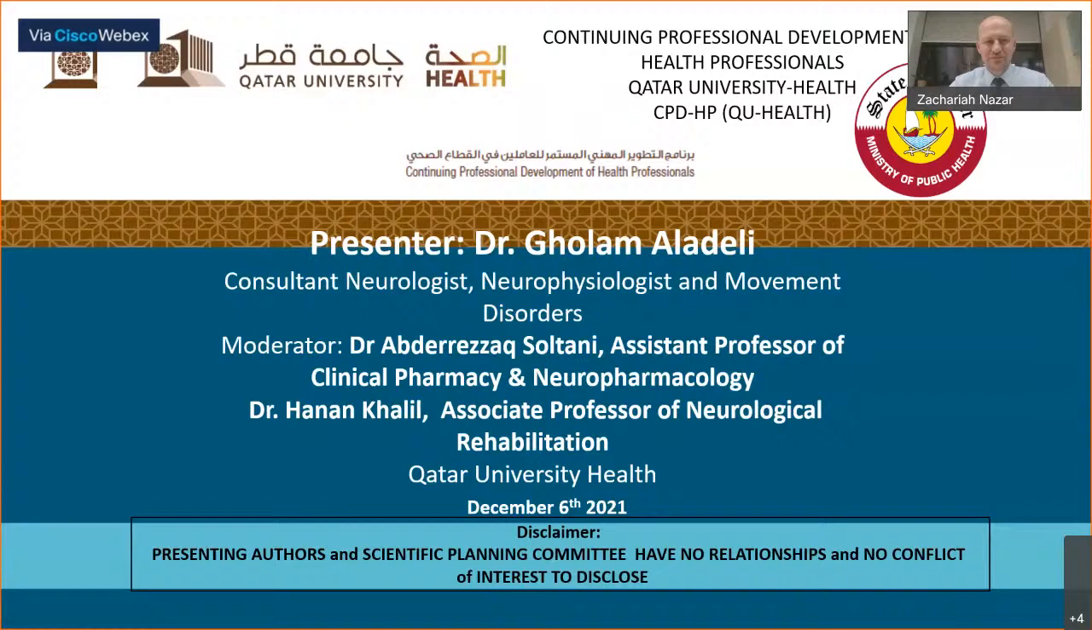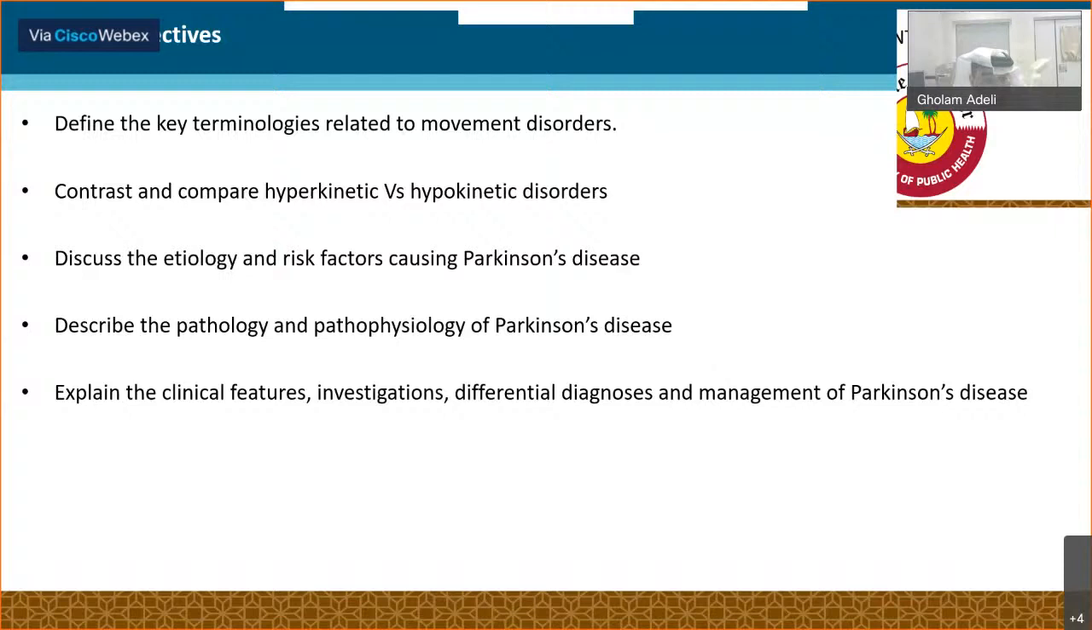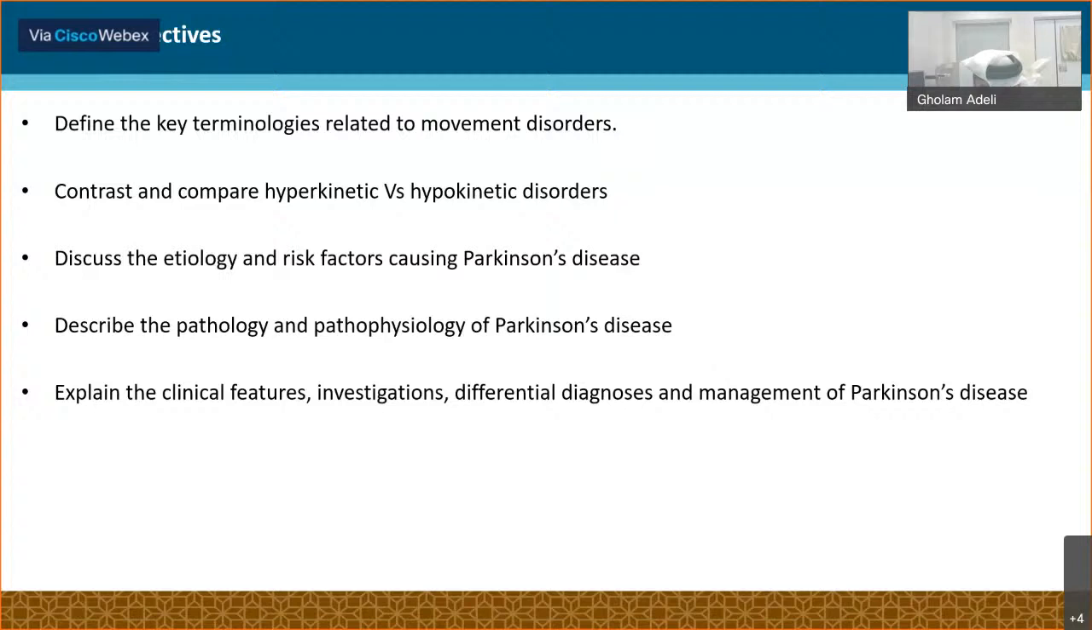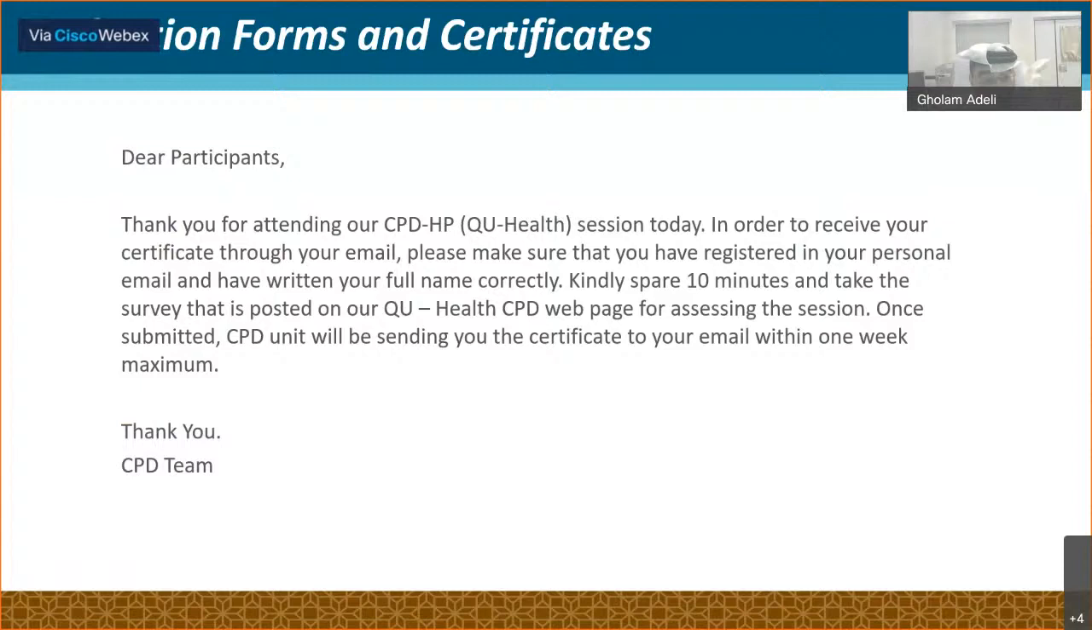So what we are trying to learn today, the objectives, are to define the key terminology related to movement disorders, contrast and compare hyperkinetic versus hypokinetic disorders, discuss the etiology and the risk factors causing or possibly causing Parkinson's disease, describe the pathology, and understand the pathophysiology of Parkinson's disease. Then to explain the clinical features, investigation, differential diagnosis, and management. It sounds like too much, but we'll try to make it as easy as we go.